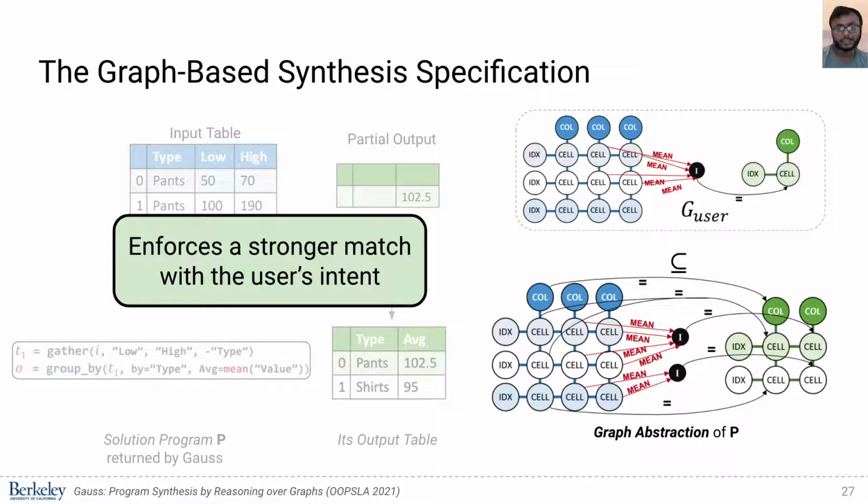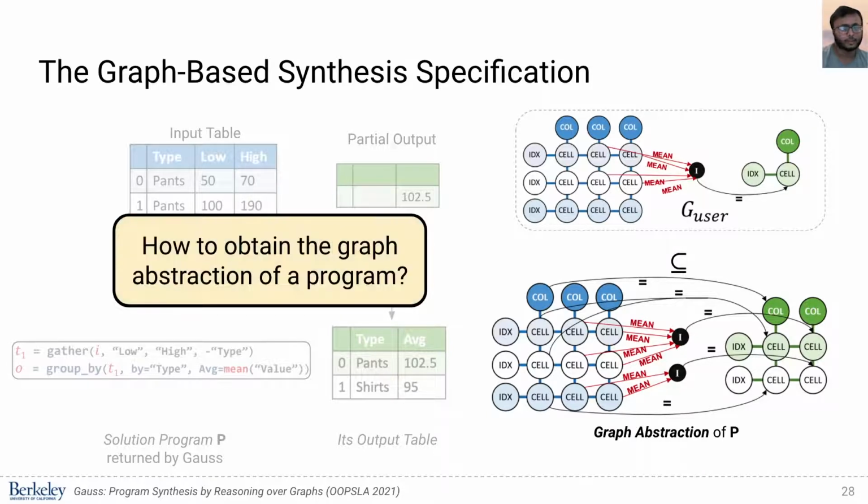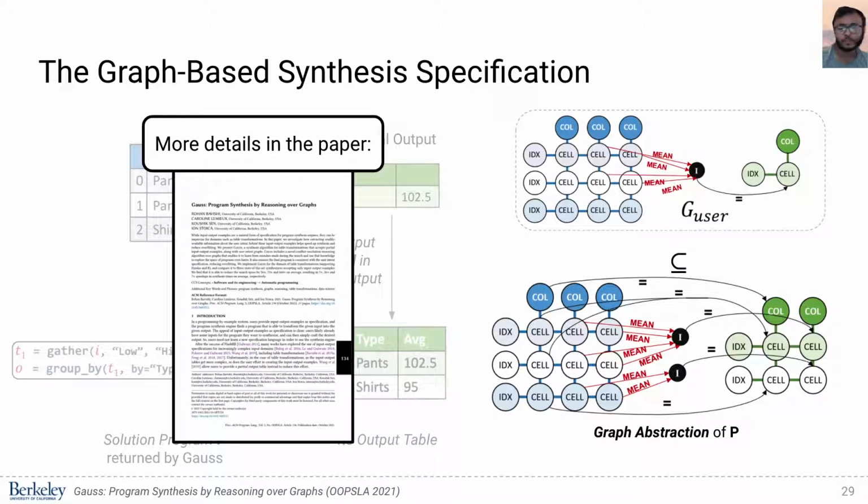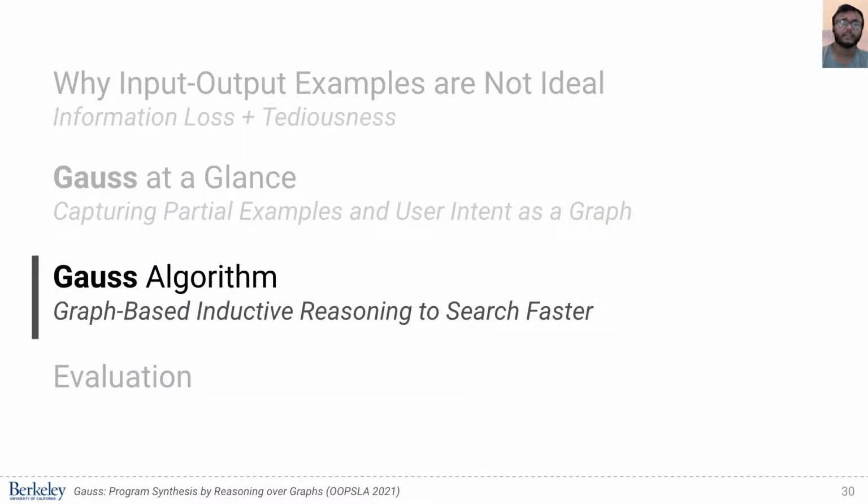This consistency check ensures a stronger match with the user's intent as opposed to simply checking if the partial output is contained in the program's output. But how do you obtain this graph abstraction? In the interest of time, we request you to refer to the paper to get more details on this process. But for this talk, all you need to understand is that the graph abstraction of a program captures its behavior for a specific input as a graph. Next, we will see how Gauss uses graphs to speed up the search for a solution program.